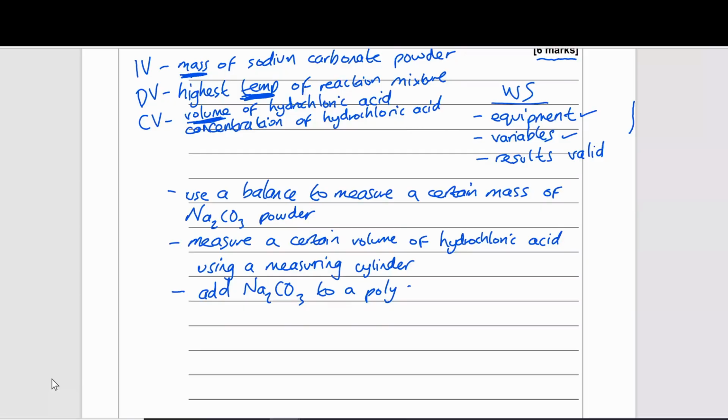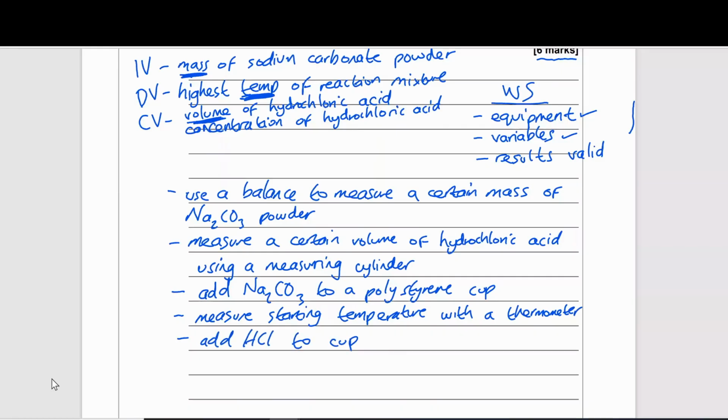So add sodium carbonate to the polystyrene cup. What we're able to do now, and you could add the hydrochloric acid before that, is we need to check the temperature. I'm going to check the temperature at the start of the experiment. So measure starting temperature with a thermometer. Now we're ready to add our hydrochloric acid to the cup.